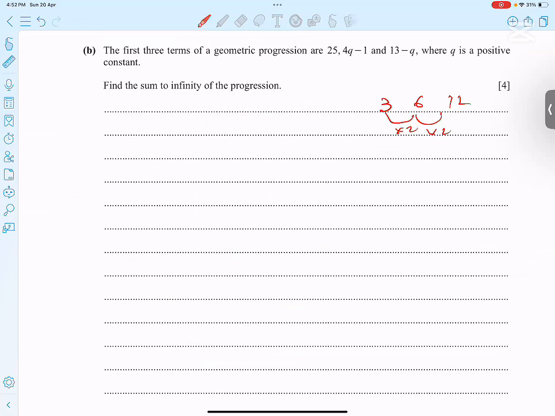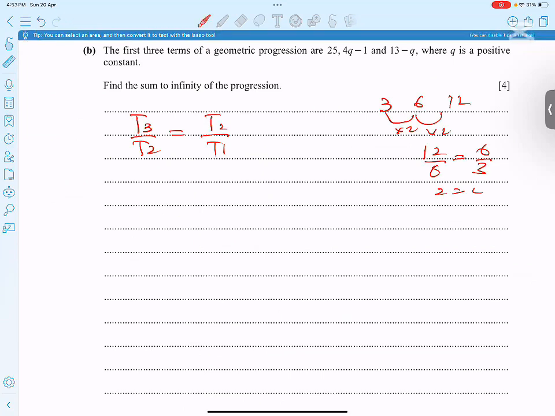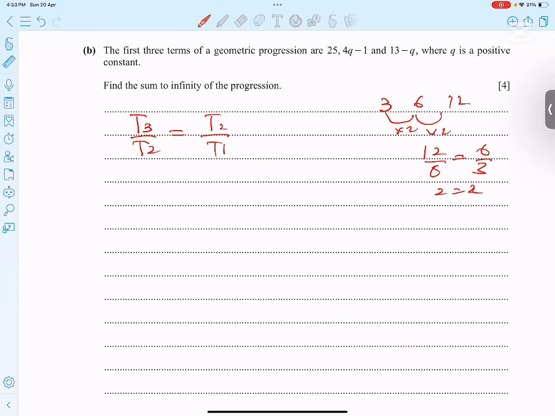And if I divide 12 by 6 and 6 divided by 3, we got 2. They are the same. So it means the formula is T3 divided by T2 equals T2 by T1. So this formula is very, very clear. Okay, now, students, how to apply it.